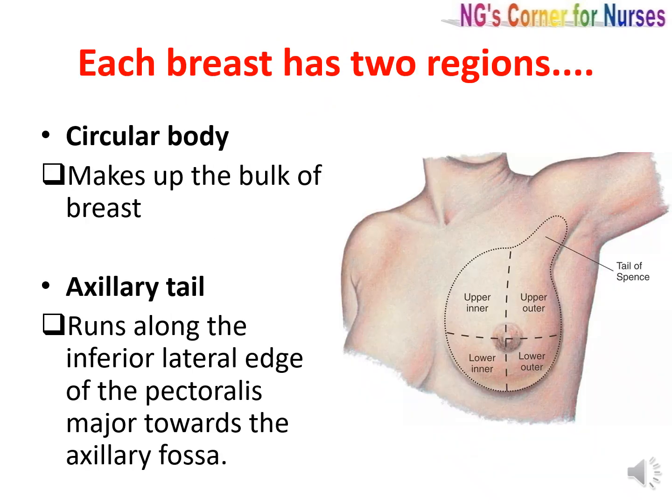Each breast has two regions, circular body and axillary tail. The circular body makes up the bulk of breast, and we can divide this circular body into 4 quadrants: upper inner and upper outer and lower inner and lower outer. And then the axillary tail. It runs along the inferior lateral edge of the pectoralis major towards the axillary fossa.